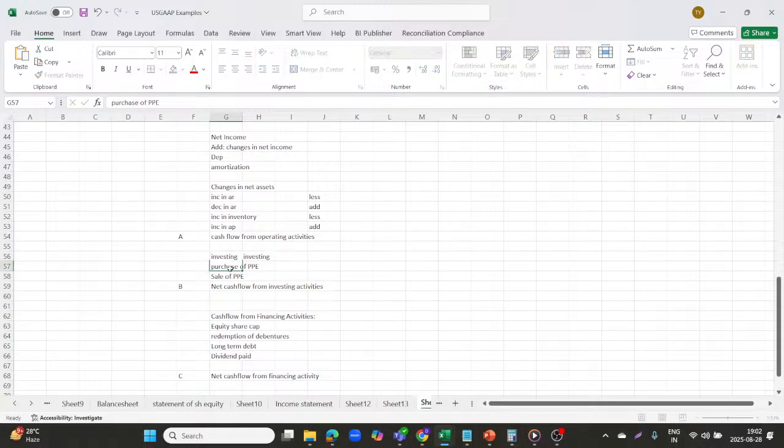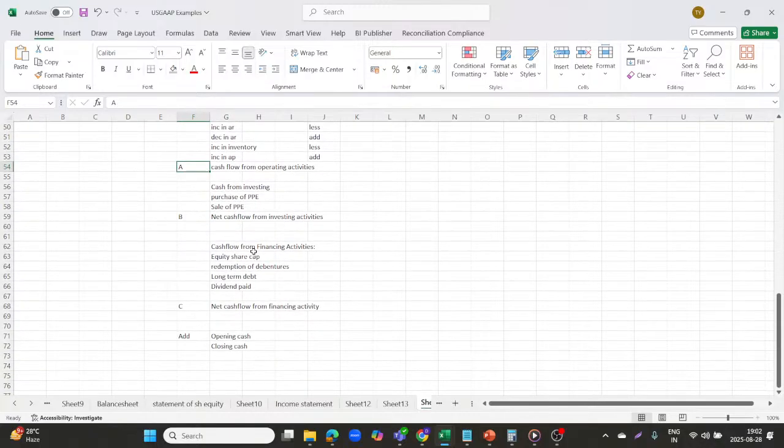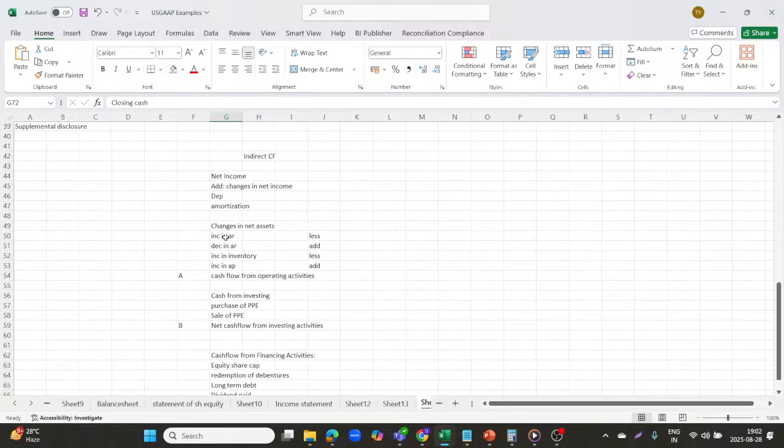In that you have purchase of property, plant and equipment, if you are using the funds, or selling it. Then financing activity, like equity share capital, redemption of debentures, long-term debt, dividend paid. It will show you net cash flow from financing activity. When you add A plus B plus C, you will get net cash flow from all the three activities. When you add the opening cash, it should tie up with the closing cash. This is ultimately your indirect cash flow.